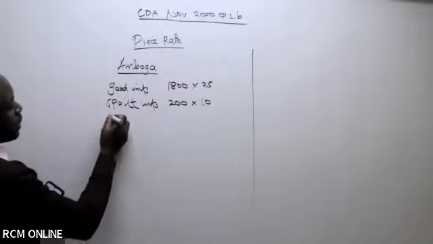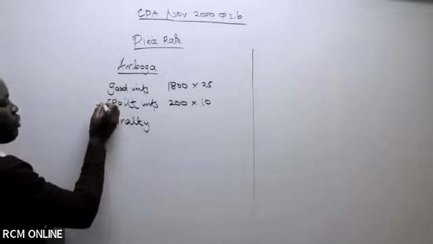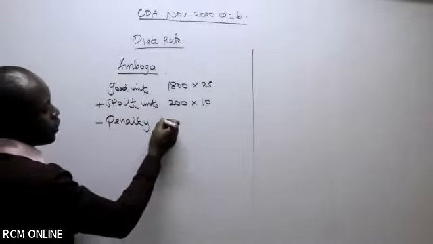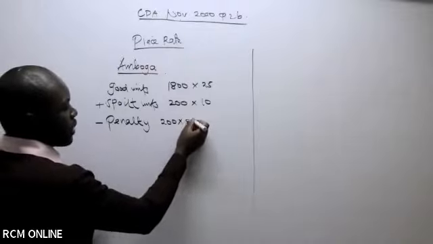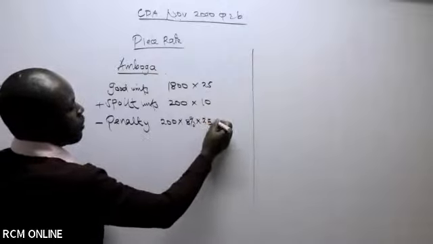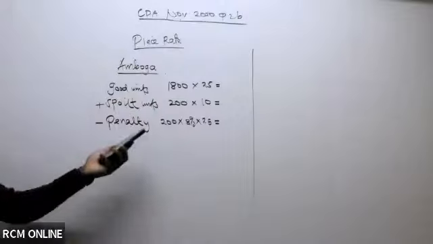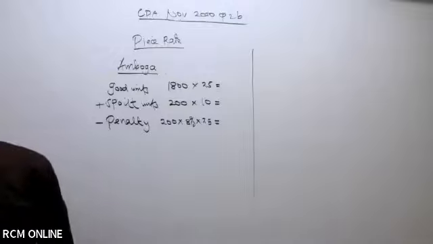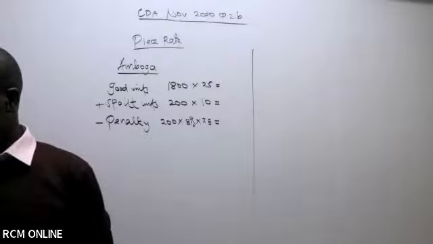So we have penalty. We take good units plus spoiled, right? Then from that we less the penalty. So the penalty is on the 200 units that have been spoiled, at the rate of 8% of the rate of good units. Please go ahead and give me the answers here. So 1,800 by 25 is how much? 1,000.